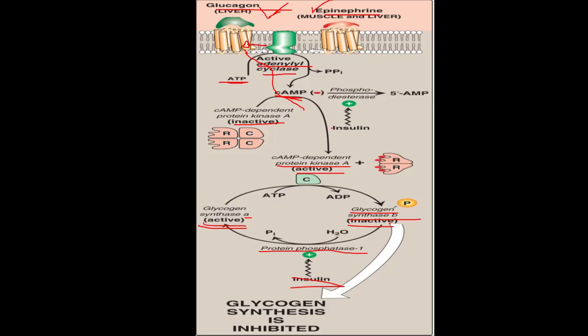Also, insulin activates an enzyme known as phosphodiesterase. This phosphodiesterase breaks down the cyclic AMP into 5' AMP, and by doing so, the protein kinase A remains in an inactive state. So insulin upregulates glycogenesis, but epinephrine and glucagon downregulate glycogenesis. Okay, so that is that.